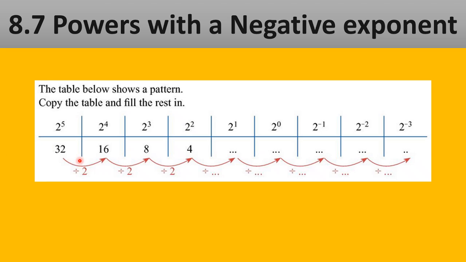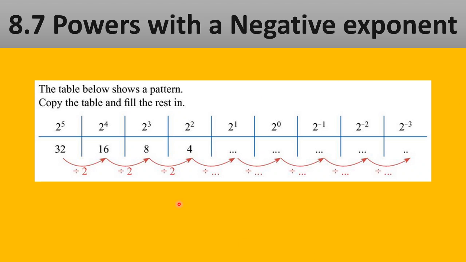We now know that 2 to the 5th power is 32, right? That's 2 times 2 times 2 times 2 times 2. 2 to the 4th is 16, 2 to the 3rd is 8, 2 to the 2nd is 4. And there are some places in this table which are yet to be determined. If you take a look, you see that every step to the right, I divide by 2, because every step to the left is times 2 extra. This is 2 times 2, this is 2 times 2 times 2. So if I want to go back, I divide by 2.